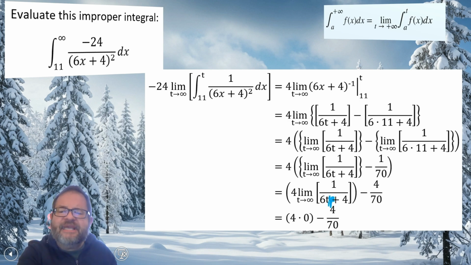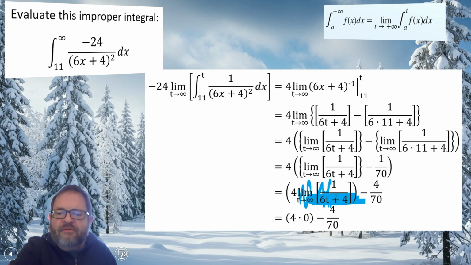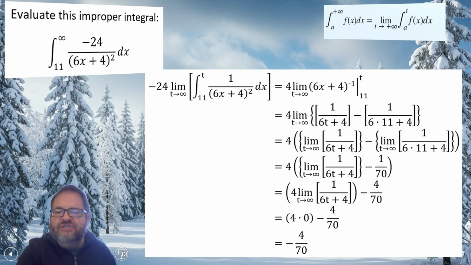I mean, as t gets closer and closer to infinity, this whole denominator is getting enormous. 6 times a very large number plus 4. This is going to become very, very large. 1 divided by a very, very large number. In the limit, that becomes 0. 1 divided by a big number gets to be 0. So this whole limit right here becomes 0. 4 times 0 minus 4/70ths is just minus 4/70ths.